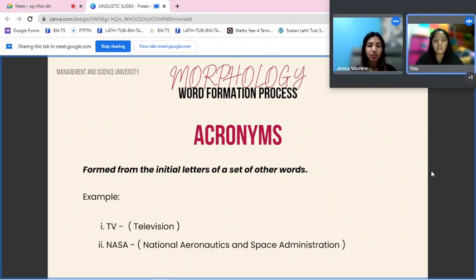Okay, so the last one for morphology, word formation process, is acronyms. Acronyms are formed from the initial letters of a set of other words. For example, television is formed from the initial letters, which are TV, and also NASA, whose full form is National Aeronautics and Space Administration. So these two we picked from our article to show examples of acronyms. Okay, that's all for word formation process. We'll be moving to the next part.